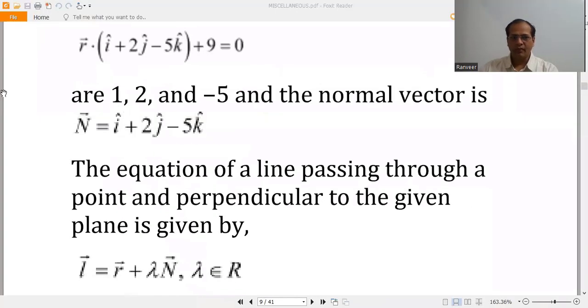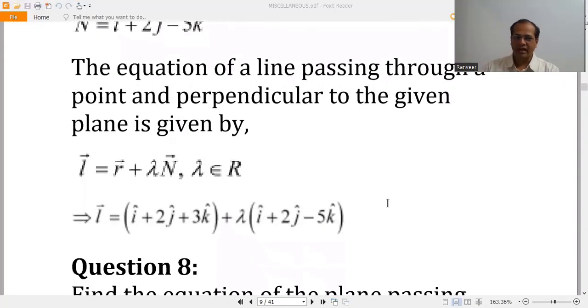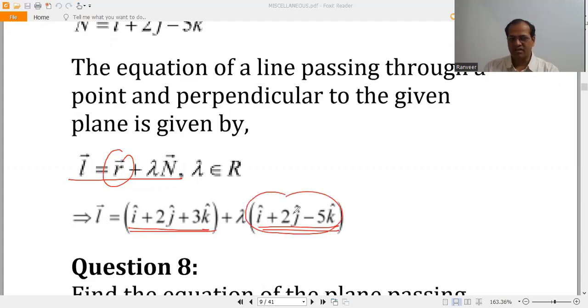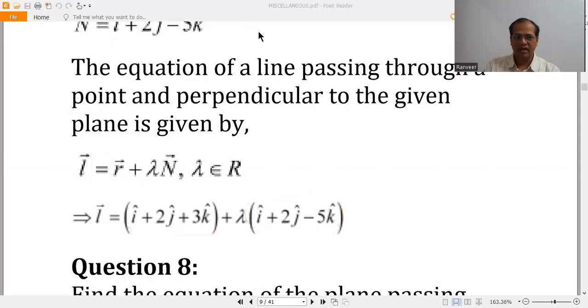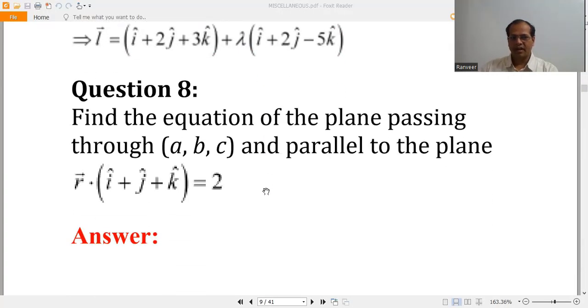Now the equation of the line passing through the point and perpendicular to the given plane. We write the equation of the line as r plus lambda n. So the r value is the position vector that we got, this is the point, plus lambda n, which is perpendicular to the given plane. So we have to substitute this value and get the equation of the line. Now question number 8.